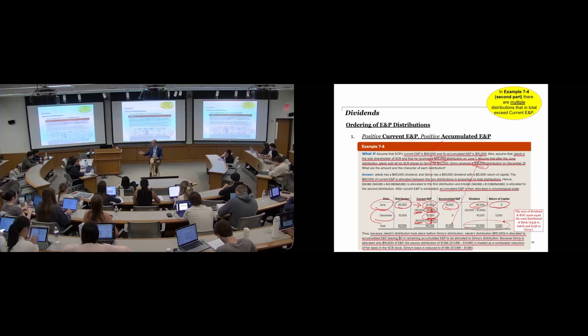Okay. For the December distribution, I had 15,000 distributed. 10 of that was current E&P because I share in that pro rata. But I don't get any of the accumulated E&P because that's already gone. That was used on the first distribution, which means then I have a $10,000 dividend because my dividend is only made up of E&P, right? Leaving the incremental 5,000 that I still need to account for as coming out of return of capital.